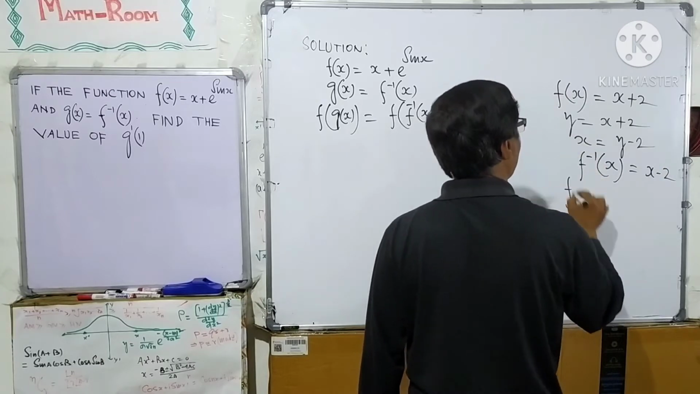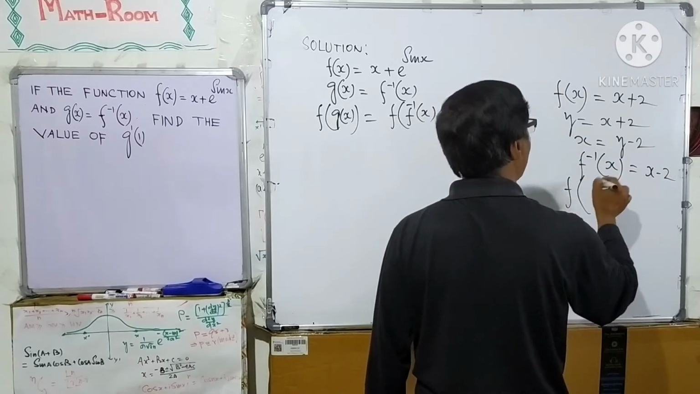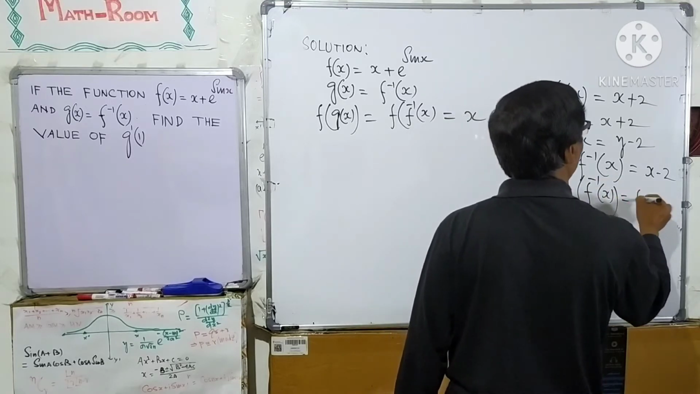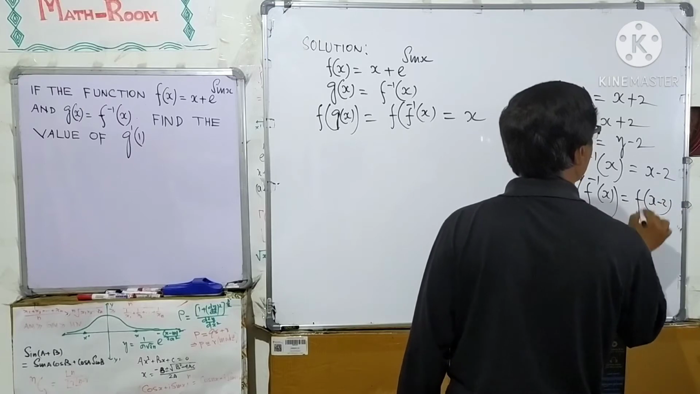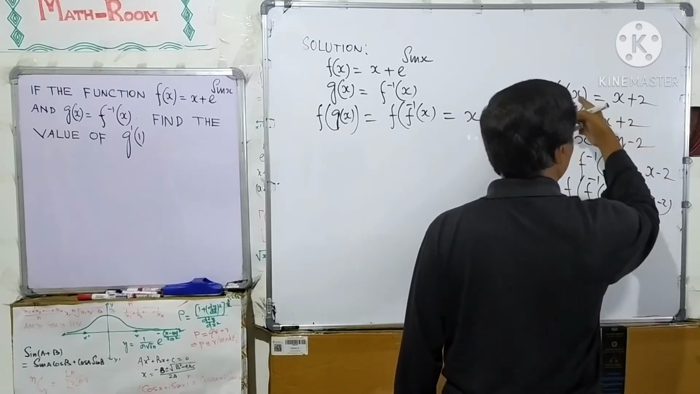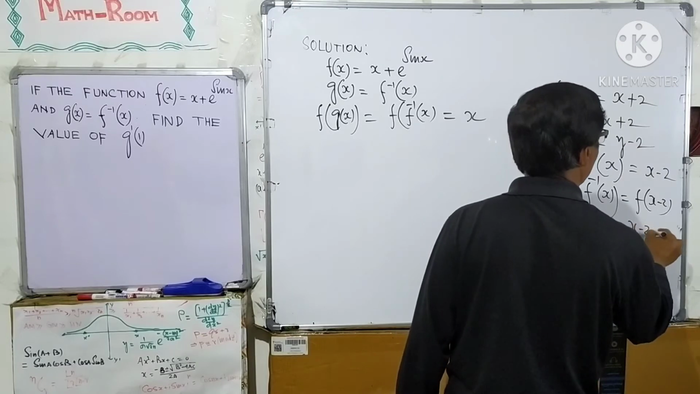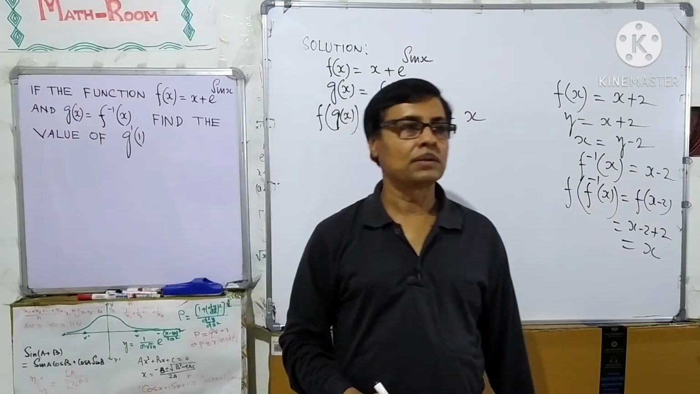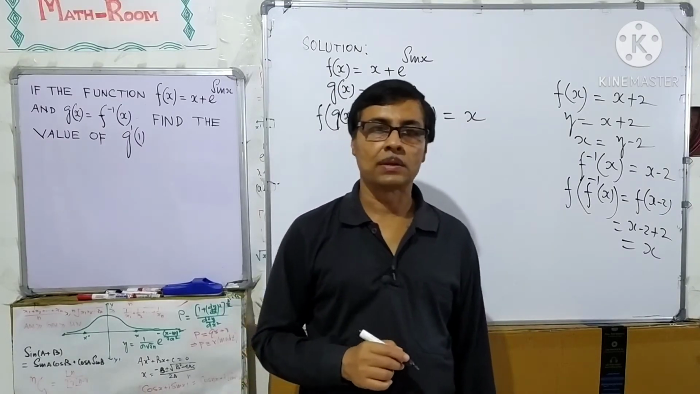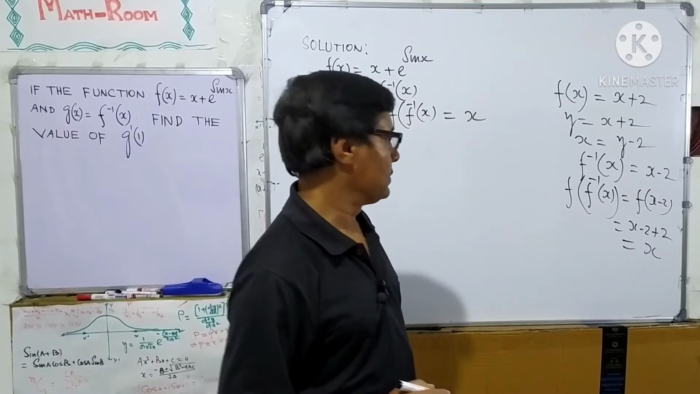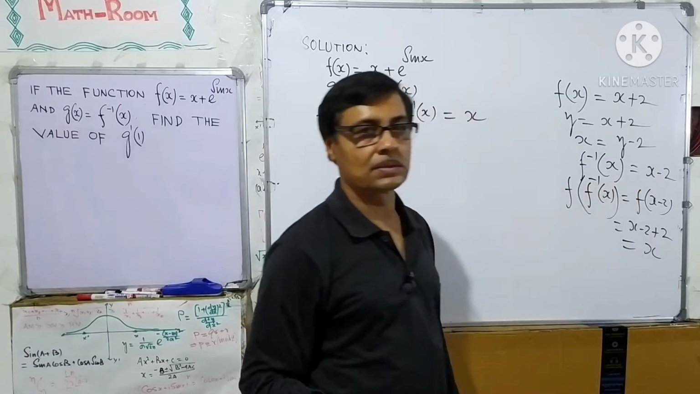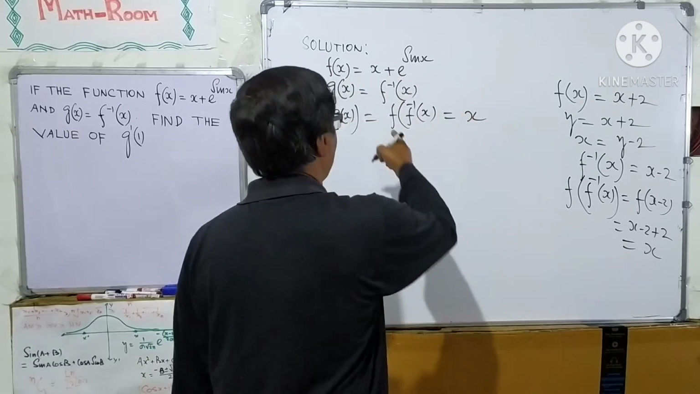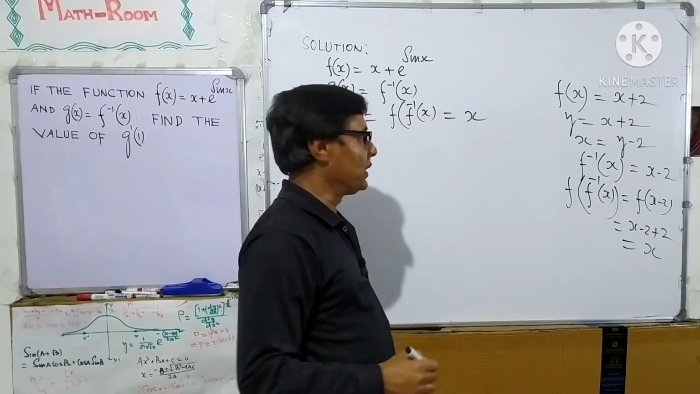If again we take f of this function f inverse x, we get f of x minus 2, which is x minus 2 plus 2, equal to x. So any function of its inverse function is always x. So f of f inverse x equals x. Similarly, phi of phi inverse x is x.